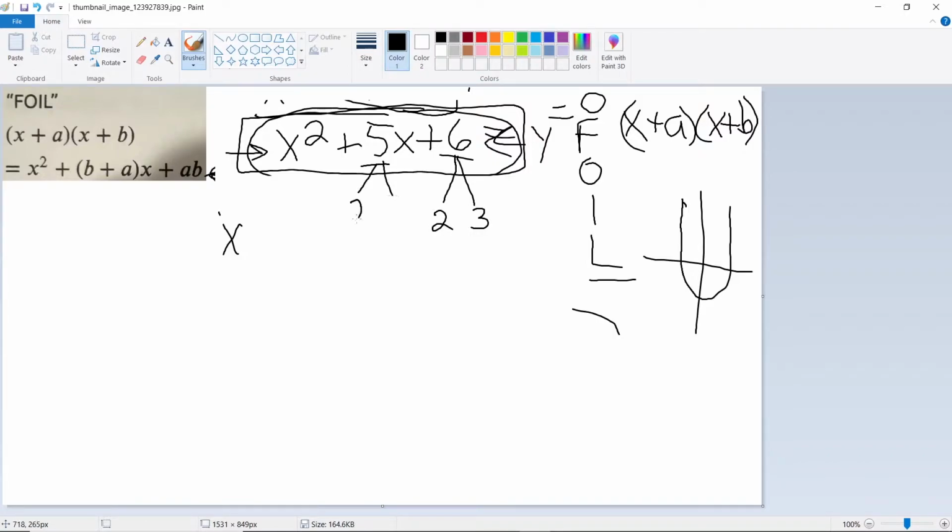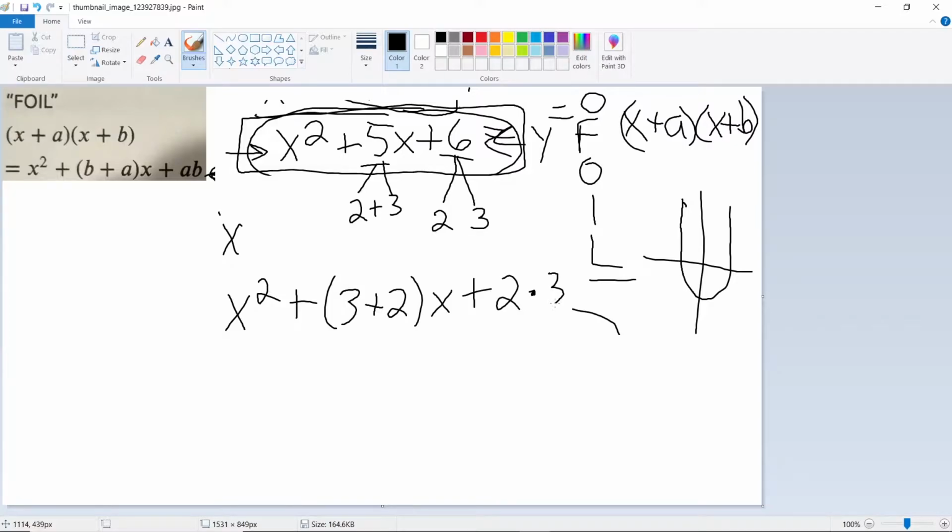And 2 plus 3 is 5. So we've already found our terms. So now we can rewrite this as x squared. Usually you would skip this step, but 3 plus 2 times x plus 2 times 3. Like I said, normally when you're factoring, you skip this step, but this is really what it looks like.